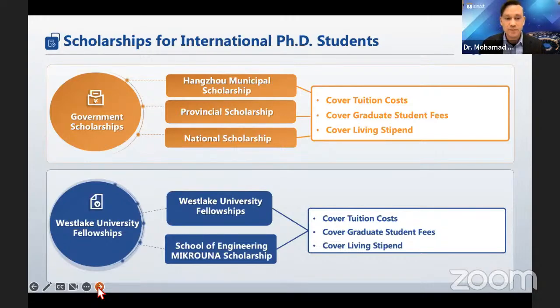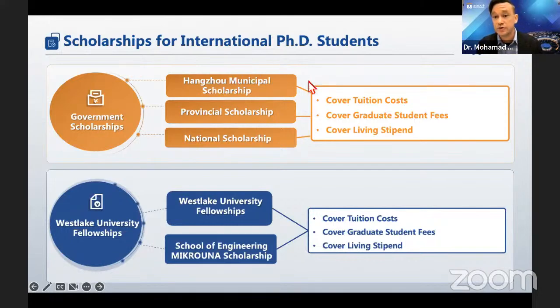One is a government scholarship and one is a Westlake University fellowship. Now in this, I'll just say that we currently have listed 3 different types of government scholarships. There's a Hangzhou municipal scholarship, a provincial scholarship, and a national scholarship. In the first year, we would only use the Hangzhou municipal scholarship. But maybe in future years, we would also use these other ones. That's why they're listed.